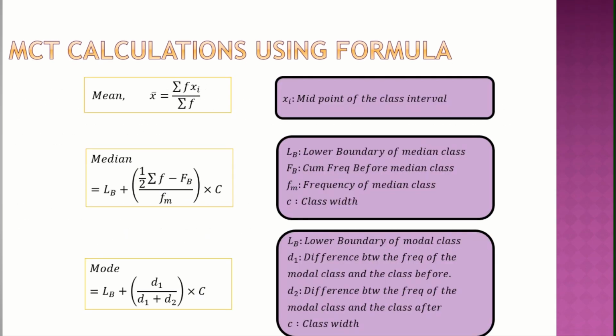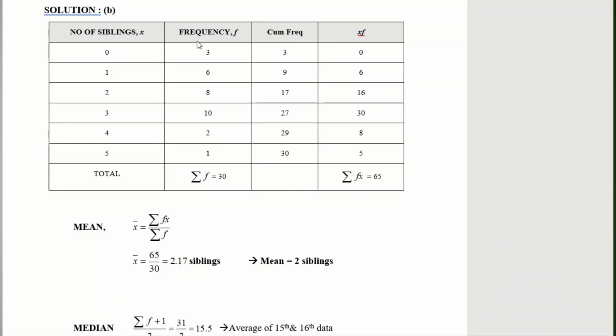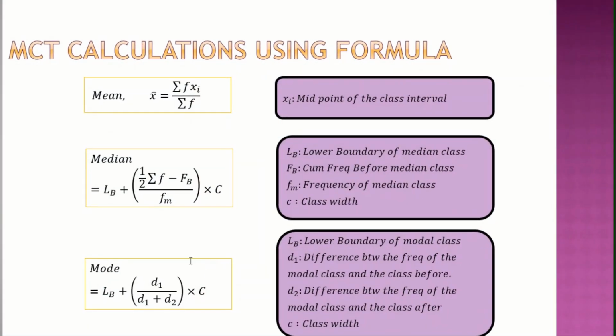Let's look at the mode formula. Before this, how to find mode? Highest frequency. Oh, my mode is 3. Same thing. Highest frequency. Then you look at the intervals. Then you apply this formula. LB is lower boundary. D1, D2.